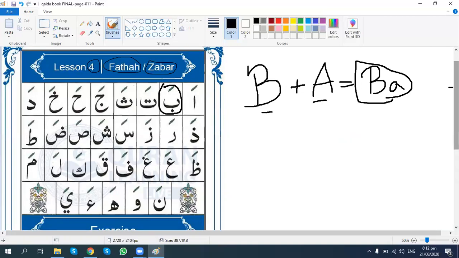So do you understand how we will read any letter with its sign? I said, do you understand how we will read any letter with its sign? For example, fa. Its sound is f, and the sound of fatha is a. It will be fa.